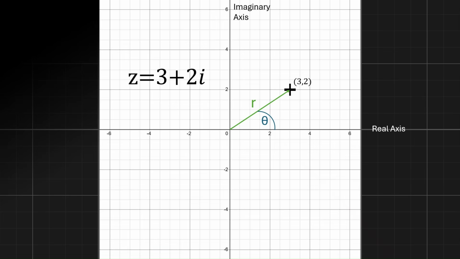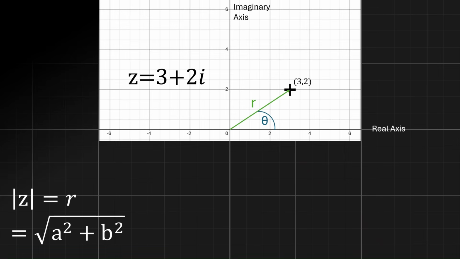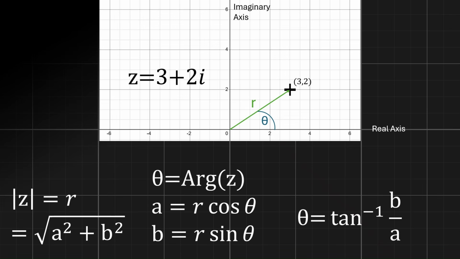The distance is called the modulus of z, written as the absolute value of z. From Pythagoras' theorem, it's easy to see. The angle theta is called the argument of z, written as arg z. We measure it counterclockwise from the positive real axis, usually in radians.